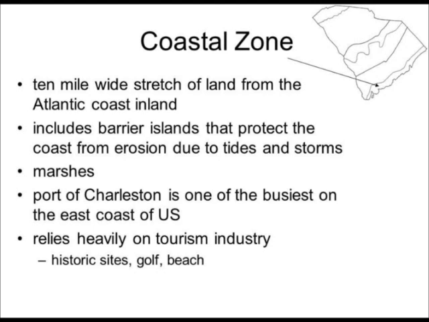It does include the barrier islands that protect the coast from erosion due to tides and storms. So the barrier islands sit out in the ocean, but they protect the mainland from the waves and the erosion, where the water just takes the soil out. Marshes are a big part of the land here, and that's where salt water comes inland and covers the land. The Port of Charleston is one of the busiest ports on the east coast of the United States, so that's a very important part of South Carolina. Charleston is a very important city to our state.